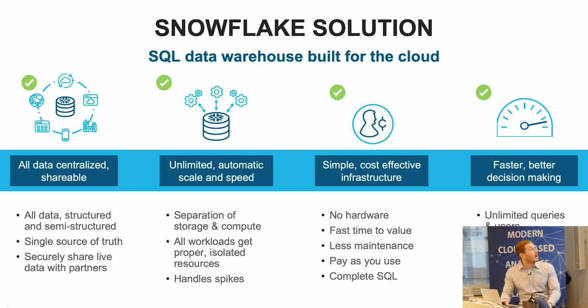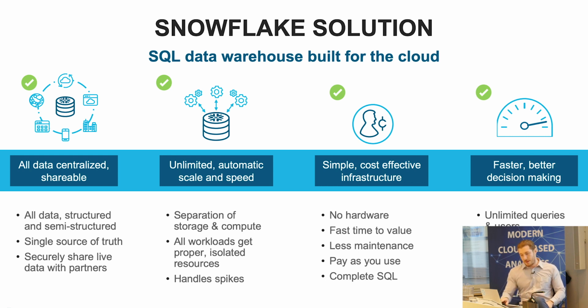But essentially, what is Snowflake? So Snowflake is a data warehouse as a service, and it was built for the cloud. So all data is centralized and shareable, so we have semi-structured and structured data in one place. It's unlimited, automatic and can scale up in speed, so we can call the compute when we need it for on-demand workloads. It's simple and cost-effective, so we can tell warehouses or compute resources when we want to use them. We can tell them to resume, we can tell them to stop at a click of a button. And all of this is wrapped in a services layer, which makes us data guys just focus on the data. So it's faster and better in decision making.